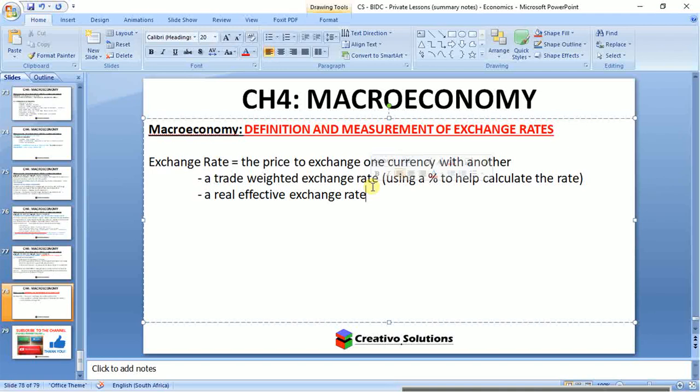So the real effective exchange rate, brackets, takes other global market factors, let's use that, summarizing it a bit better, global market factors when establishing the rate of exchange. That's what you're doing.